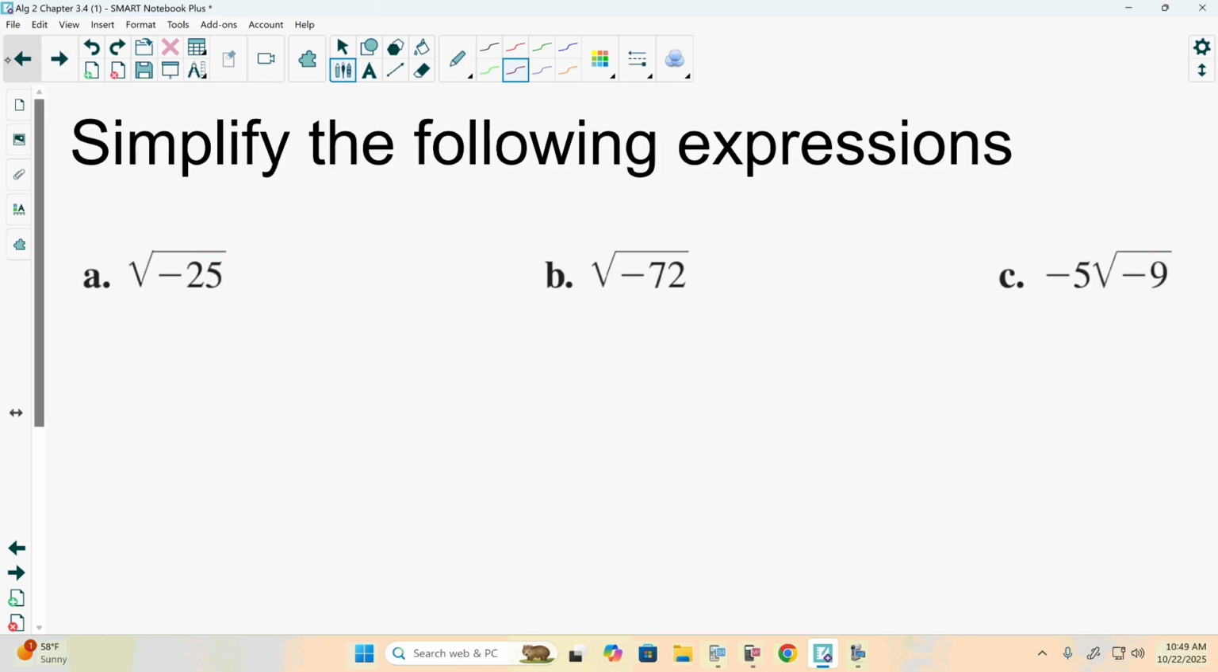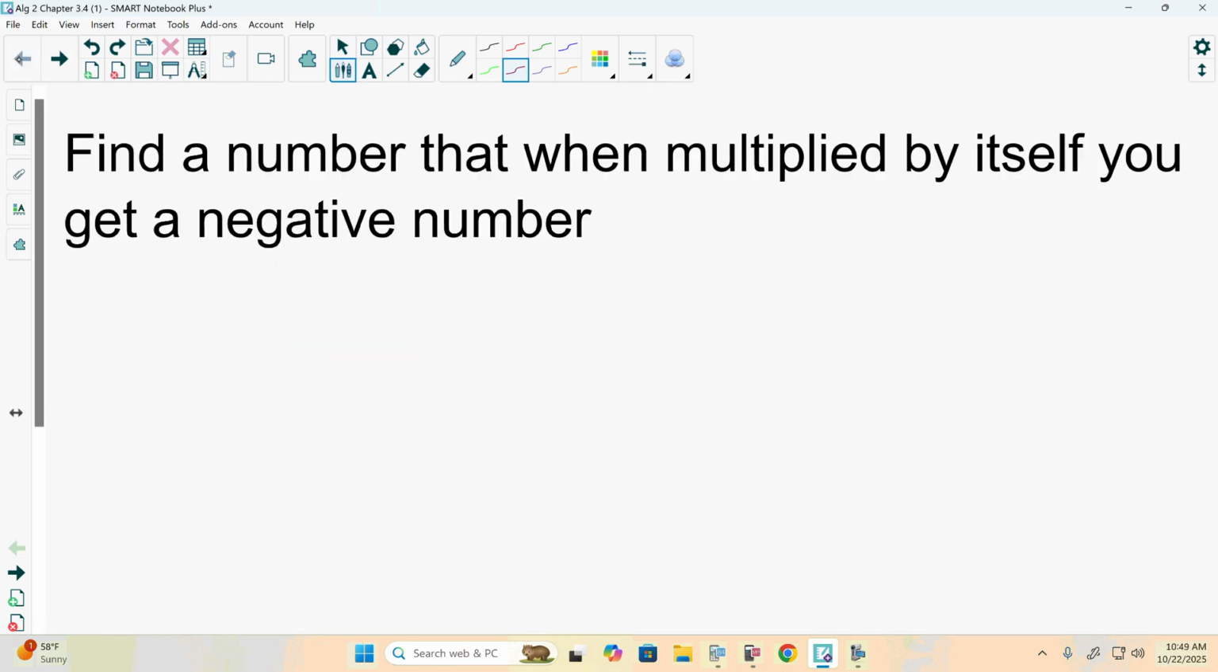All right. We're going to start today's lesson. So this was up on the board when y'all came in. We want to find a number when multiplied by itself gets you a negative number. Did anybody come up with a number for this here? We're trying to find a number when multiplied by itself gives us a negative.